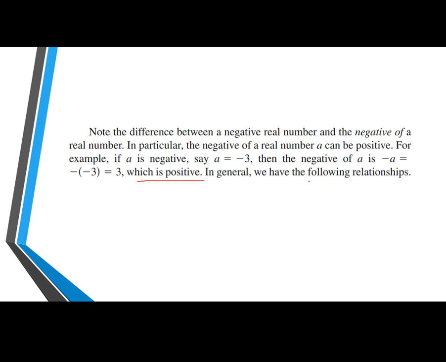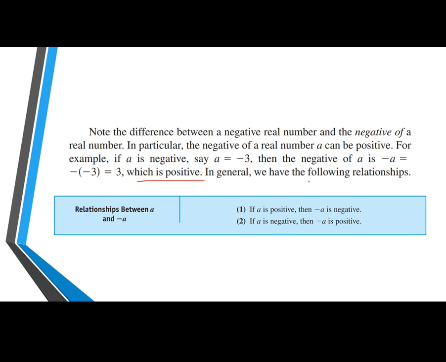In general, we have the following relationships between A and negative A. If A is positive, then negative A is negative. If A is negative, then negative A is positive. So if A is positive, then negative A is negative. But if A is negative, then negative A, since A is negative, is the multiplication of two negatives, which is positive A.